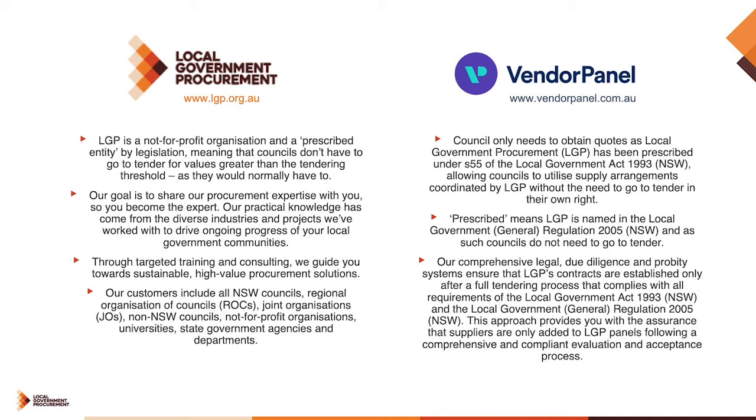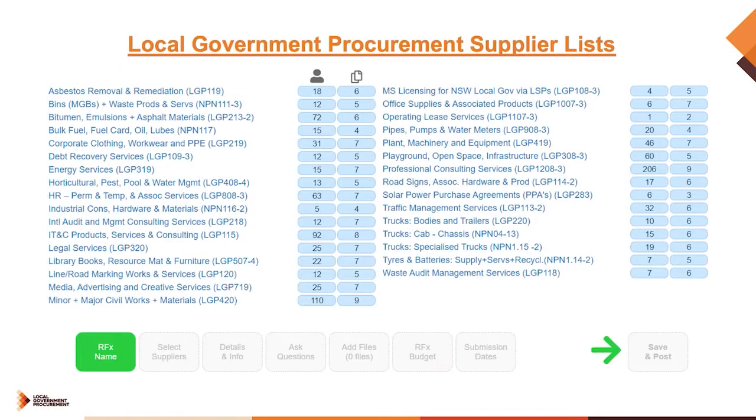If you're looking to purchase goods or services under an LGP contract through Vendor Panel, you must be either an employee of a council, state agency, not-for-profit organisation, or an LGP-approved contractor. To register for a Vendor Panel account, please visit www.vendorpanel.com.au.